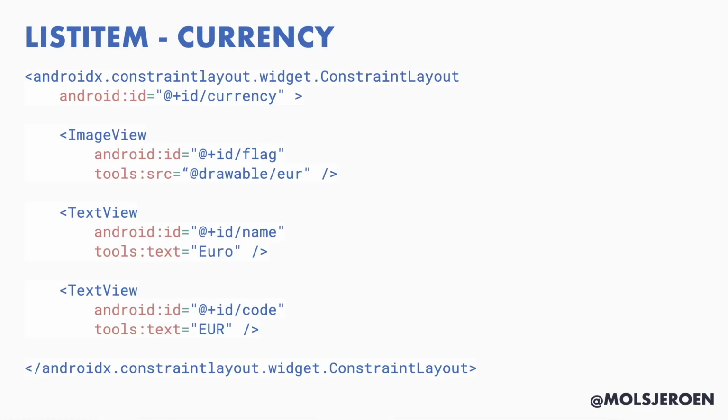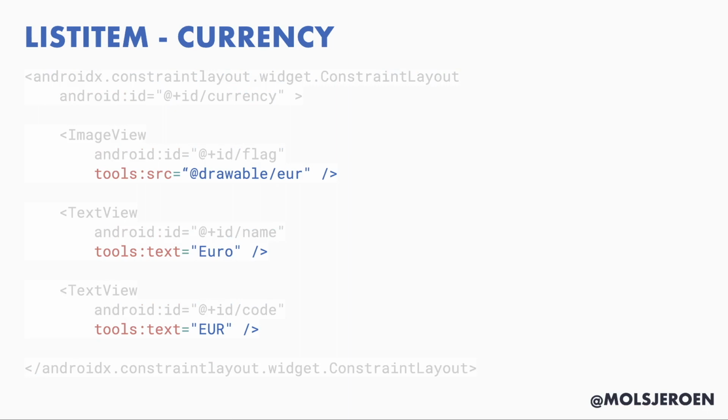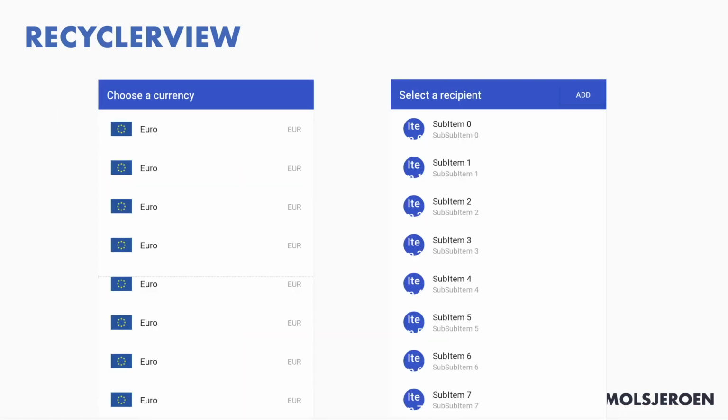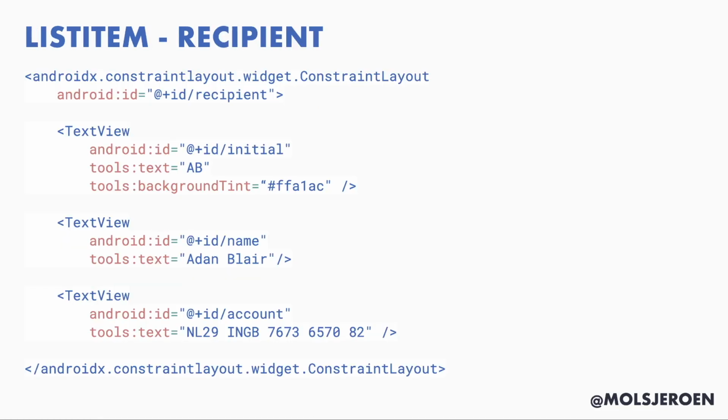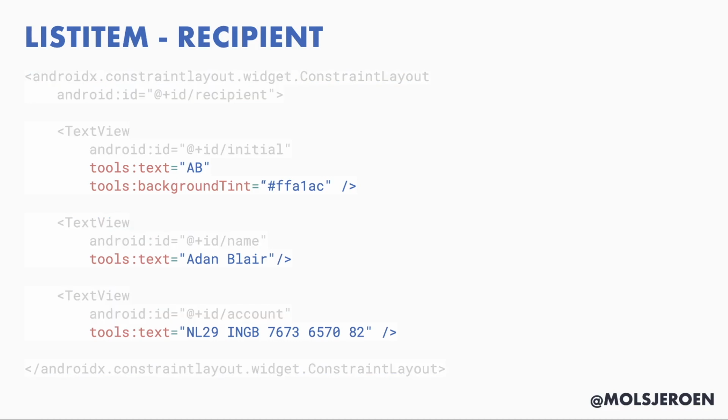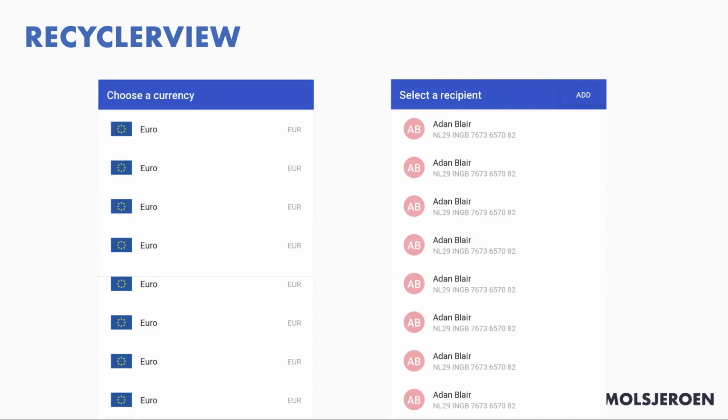So let's edit the list items for the currency. Again, we use the tools prefix to define an image, currency name, and code to be displayed. Notice how most tools attributes directly match the regular Android XML attributes. Oh my! Now we're really starting to get an idea of how currencies are being displayed. Let's also add some static data to the Select Recipient screen. Again, we're going to edit the list item for the recipient screen and add the tools attribute to set the relevant text and background tints. Here you go! Our screens are now starting to look closer to the real thing. We are definitely getting somewhere.